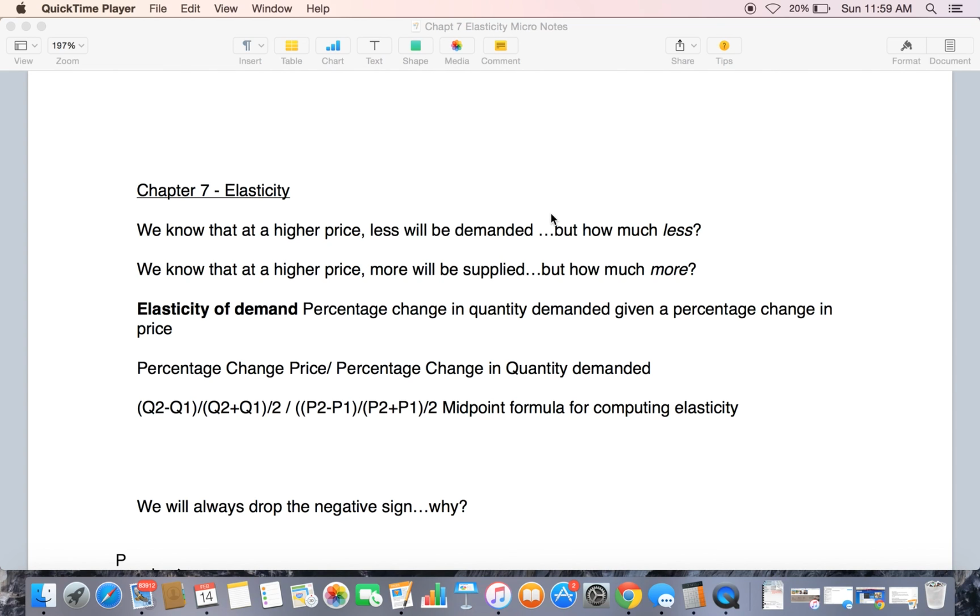So therefore, we want to look a little bit at how sensitive suppliers or consumers are to changes in prices for different goods and services. And it's not so much that we want to understand what elasticity looks like for different goods and services in this chapter, but we want to be able to actually do some of the calculations if we're given the data.